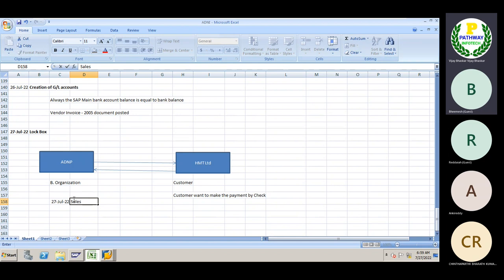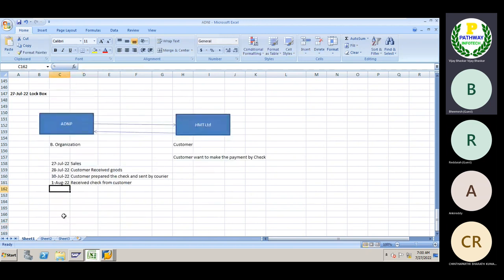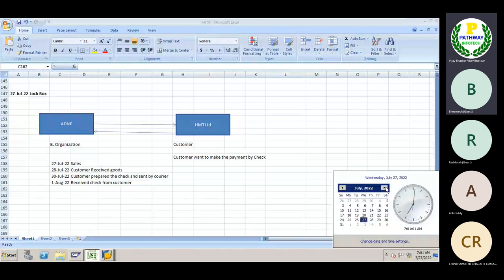We received the check from the customer on 1st of August. If we receive the check after 3:30 or 4 p.m., in the meantime the banks have closed. Now you cannot deposit the check for encashment. What do you need to do? If 1st August is a Monday, okay. Sometimes if it falls on a weekend, again you need to deposit on a working day only. Now let's say we have deposited the check on August 2.